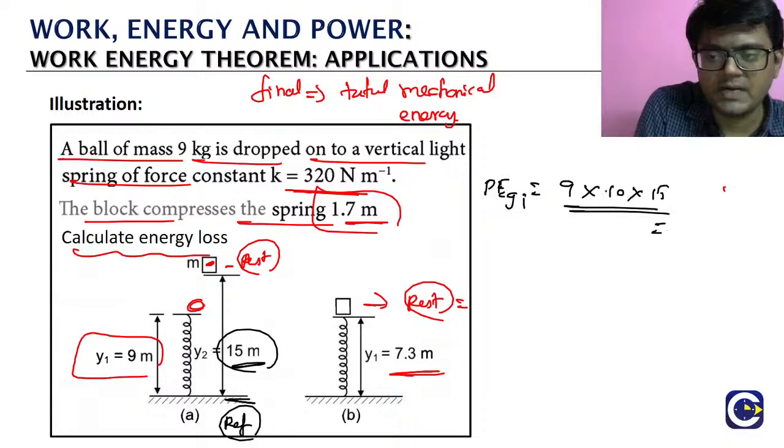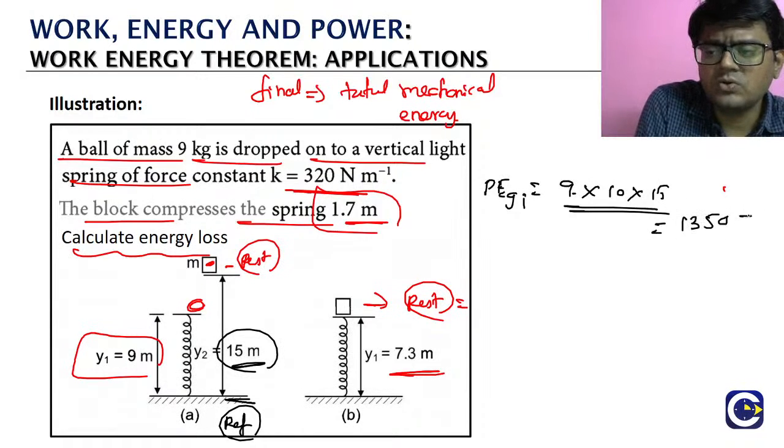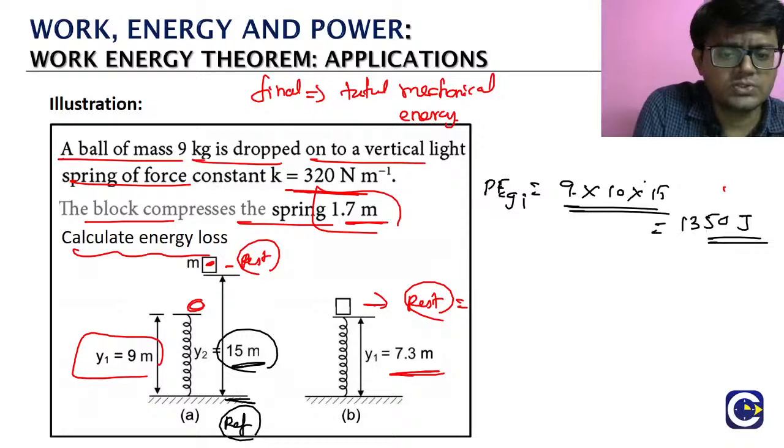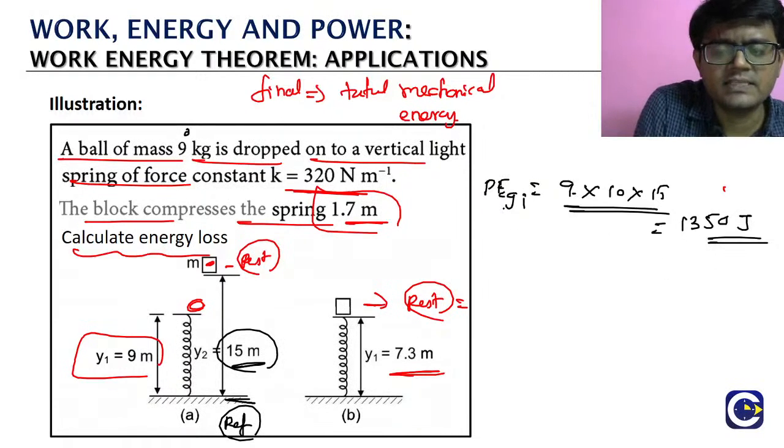இது நம்ம calculate பண்ணலாம். What is it? 9 15s are what? 135 தானா? So 1350 joules. ஏன்னா everything is in the SI system. இங்க எவ்வளவு? 9 kg, 15 meter, G 10, everything is in the SI system. Okay va? That is the initial gravitational potential energy.